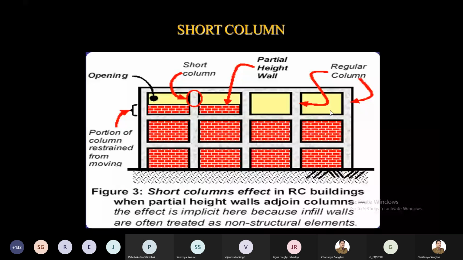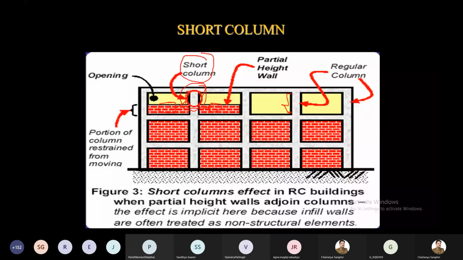Here you can see a building in which a partial construction is there. Construction has only been done up to this point. So what happened now? This column has the full height, so it can deform by the full height. But here you have a masonry on this side, so only this part of the column can move. Not the full column, only half of the column can move. So this is a short column.